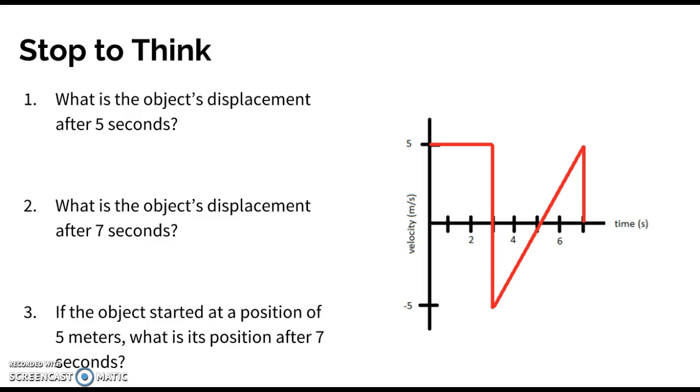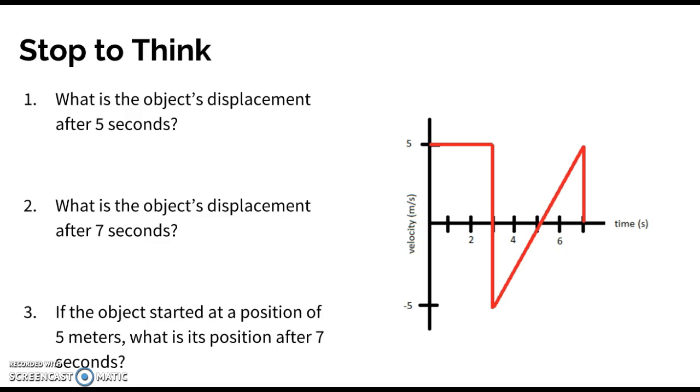We multiply that by our length. Our length here is 2 seconds. So we have to multiply that by 1/2 because we have a triangle. So it's going to be 1/2 multiplied by -5 meters per second multiplied by 2 seconds. That gives us a value of -5 meters.